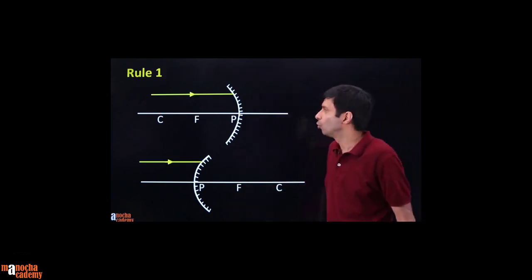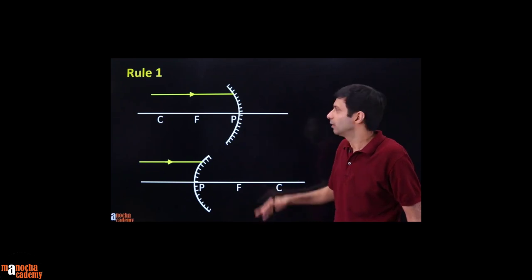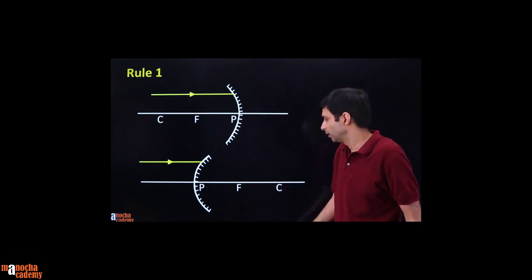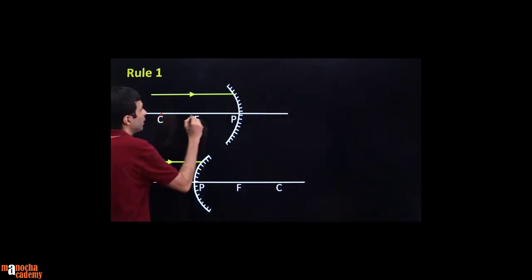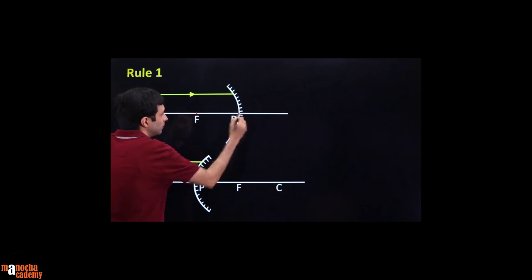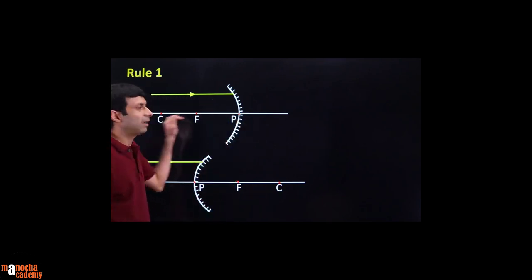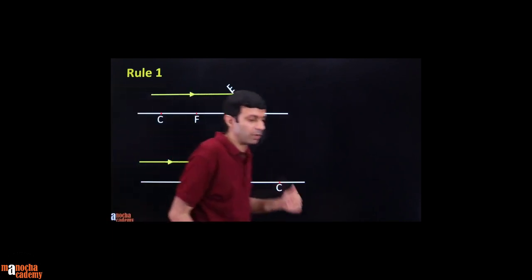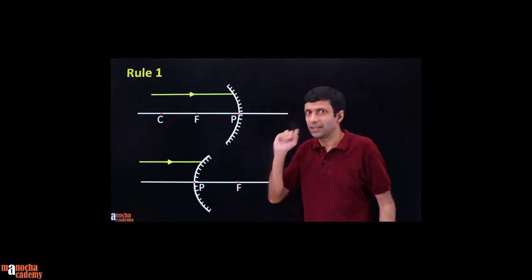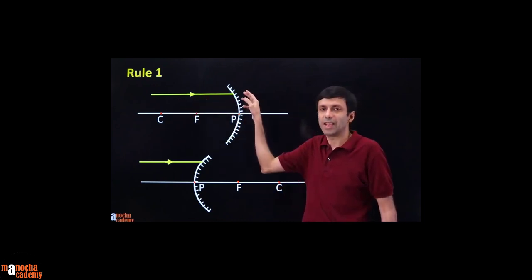So let's talk about rule number 1. What does rule number 1 say? We'll do it together for a concave and a convex mirror. There you can see these are your P, F, and C: pole, focus, and center of curvature. So if you have your light ray which is parallel to this principal axis, this is rule number 1, where you can see the ray of light, the thin line of light, which is parallel to the principal axis.